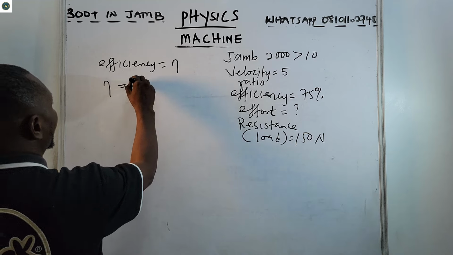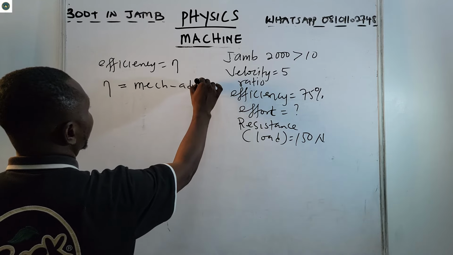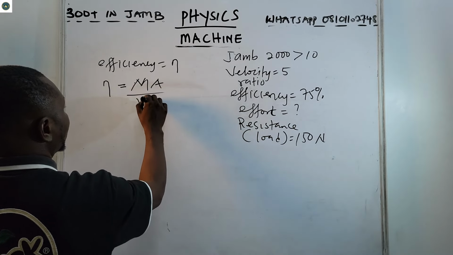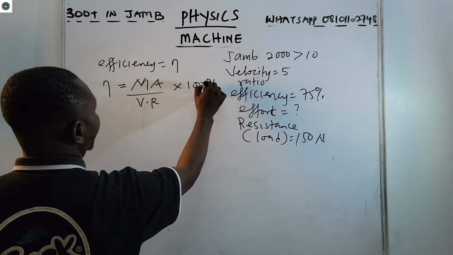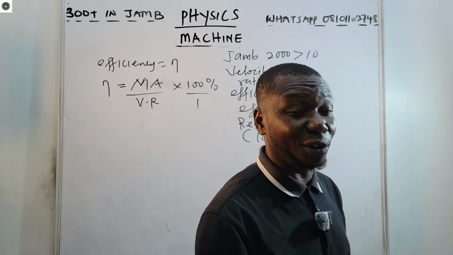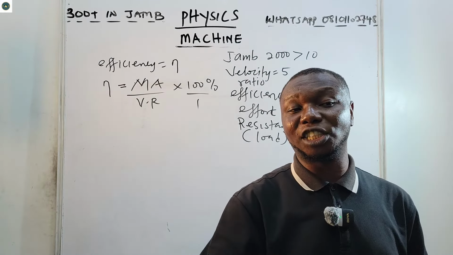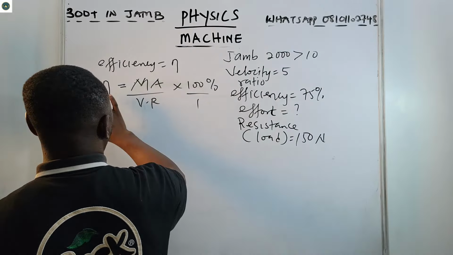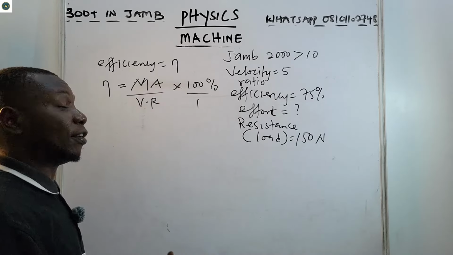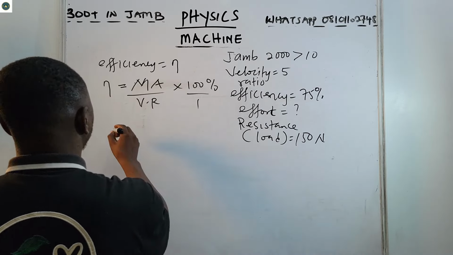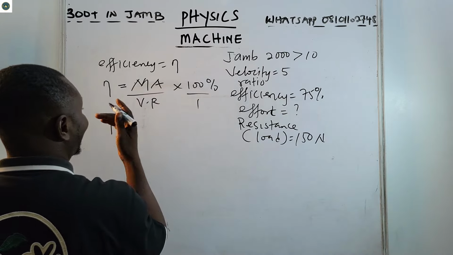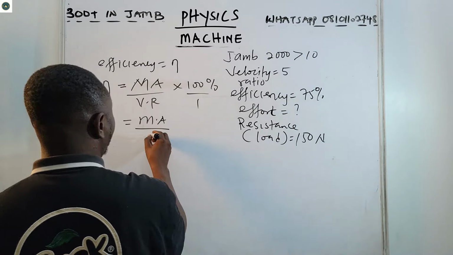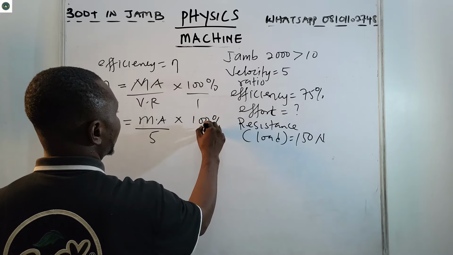Efficiency is mechanical advantage over velocity ratio times 100% over 1. We have various mathematical representations of mechanical advantage. So if efficiency, what is mechanical advantage? It was not given, but we're made to understand that the velocity ratio is 5, times 100% over 1.